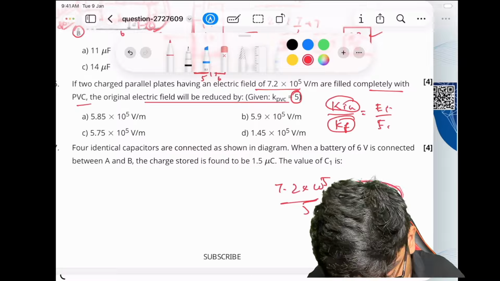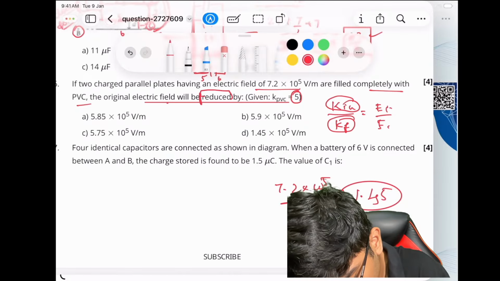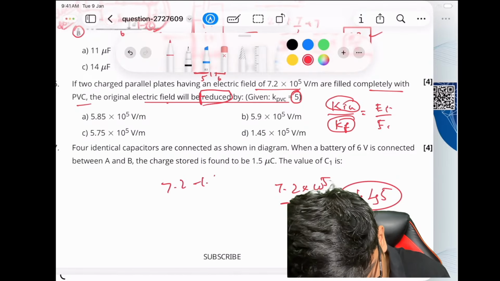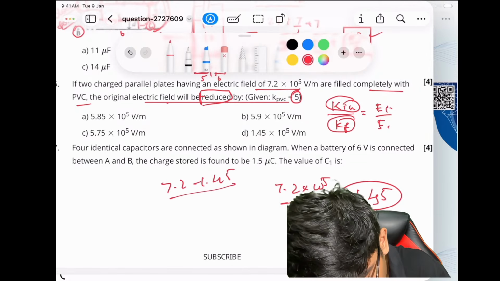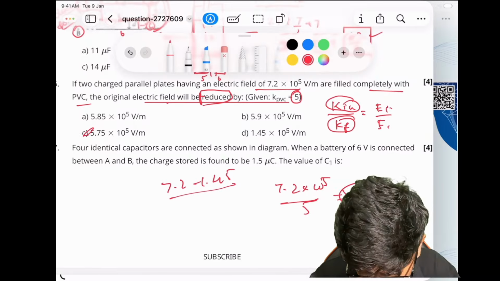But they are asking for the amount of reduction. How much does it reduce? The reduction is 7.2 minus 1.45. So my answer will be 5.75.